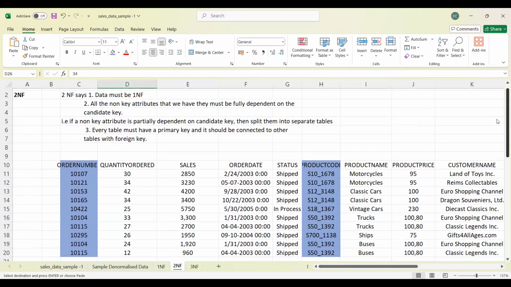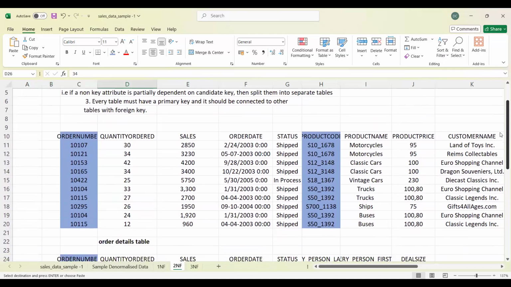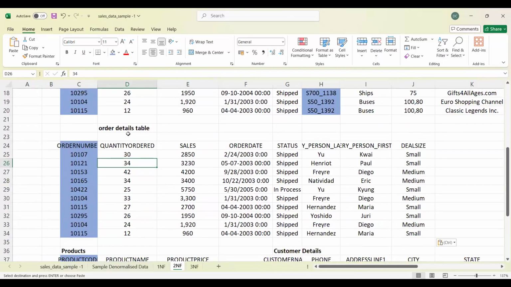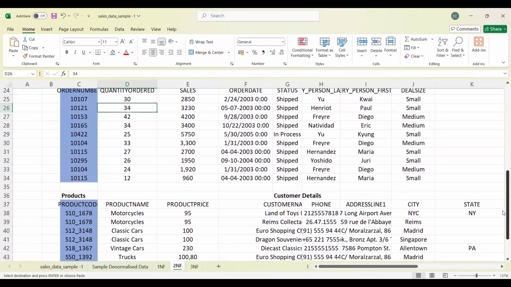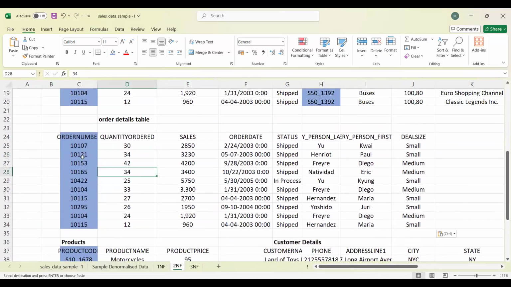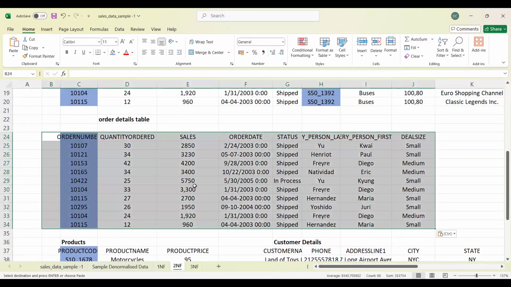Okay, third rule is that every table must have a primary key and it should be connected with a foreign key. So let's see, we have three tables here: order details table, products table, and customer details table. So in order details table, now this is my data. I need to have a primary key here.